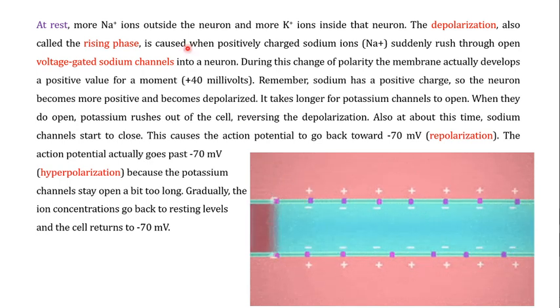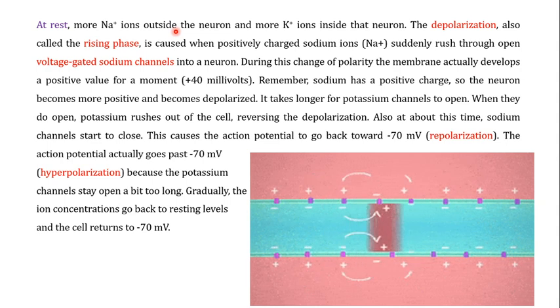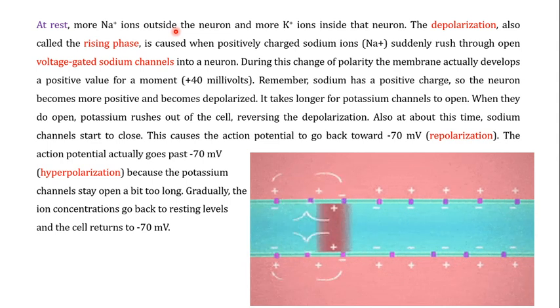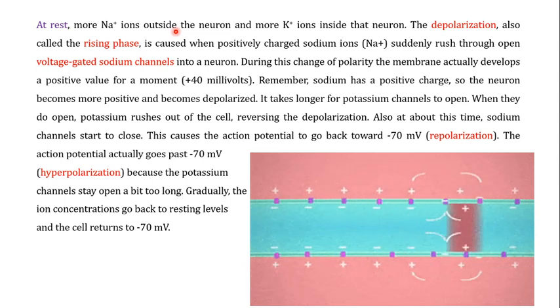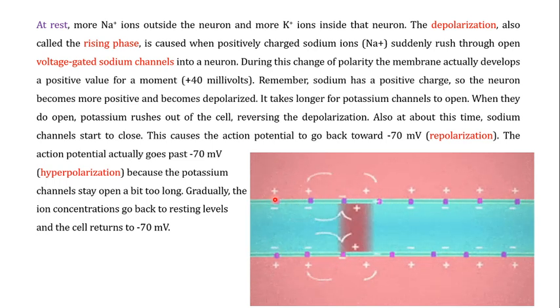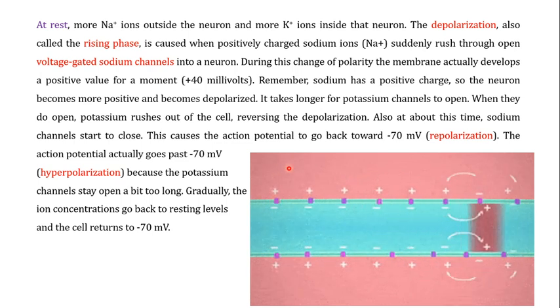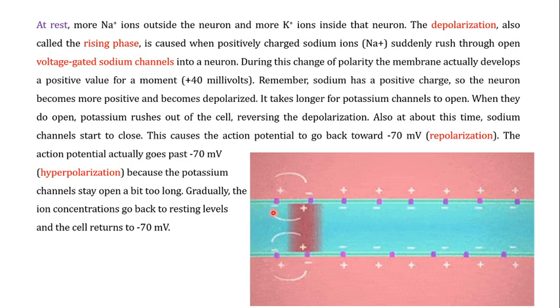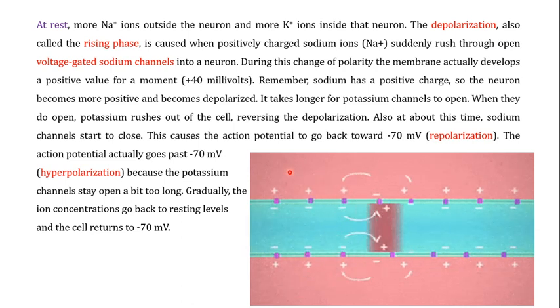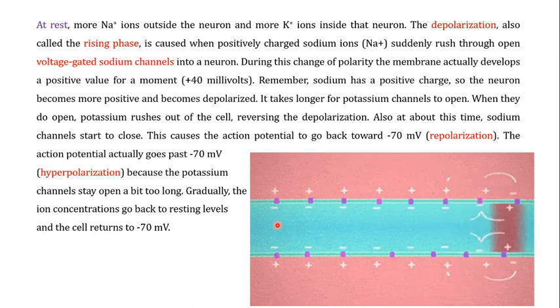Now at rest, as I've told you, there are more sodium ions outside the neuron and more potassium ions inside the neuron. What happens is that when the stimulus crosses the threshold value, in that particular case there is opening of the sodium ion channels which are present at these nodes of Ranvier. When these sodium ion channels open, because the sodium ion concentration is high outside the neuron and low inside the neuron, the sodium ions will move into the neuron.